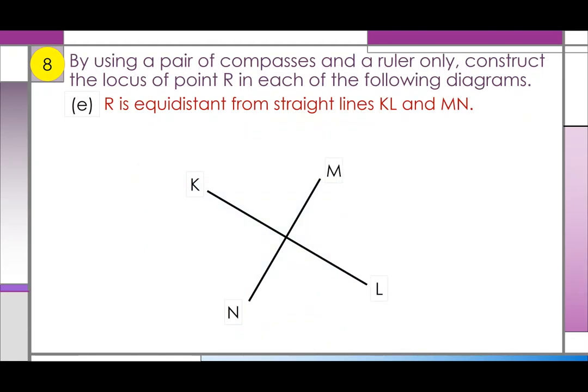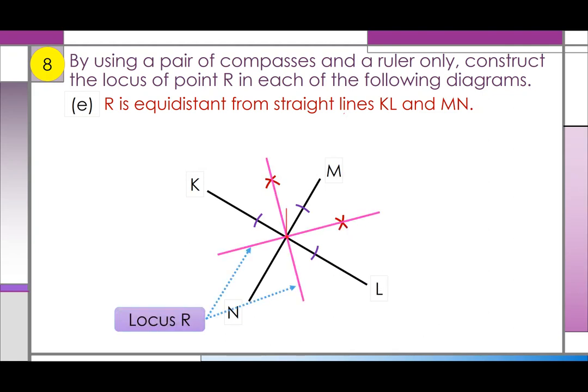Okay, but R is equidistant from straight lines KL and MN. You see, this is the intersection of two straight lines. So, sure, this is angle bisector. 是两个点的. So, start from here. I make the distance with everyone with the same distance. Now I just go and see. Do the intersection. So, this is the bisector. From the middle, draw a straight line.